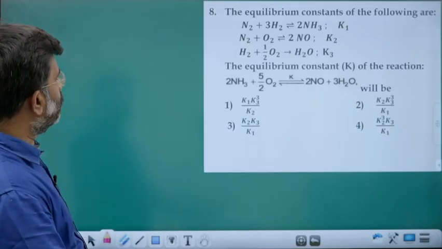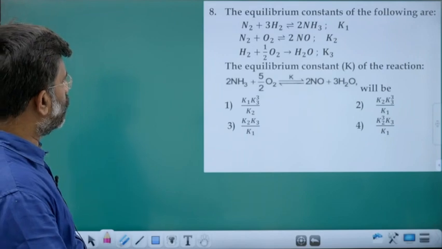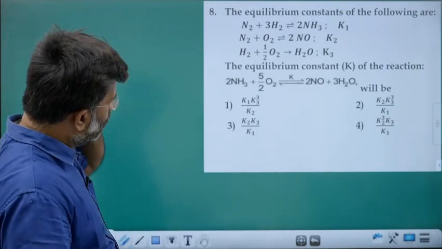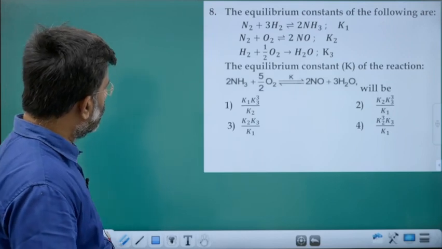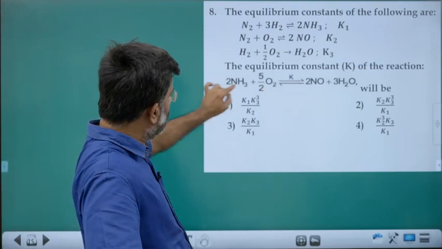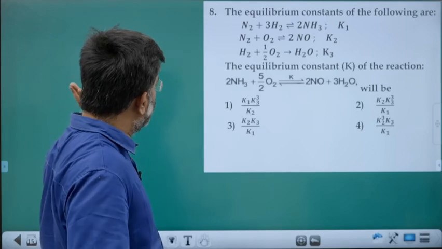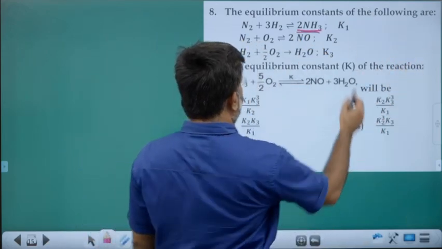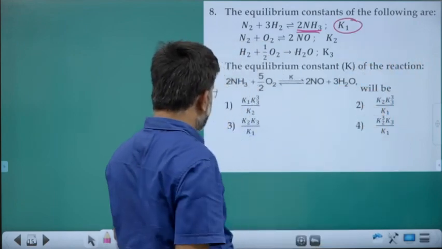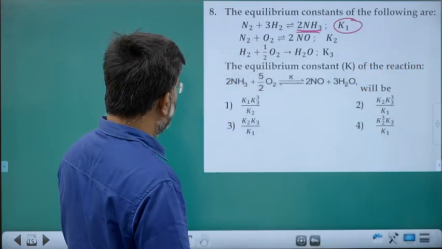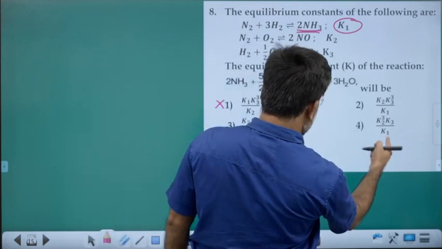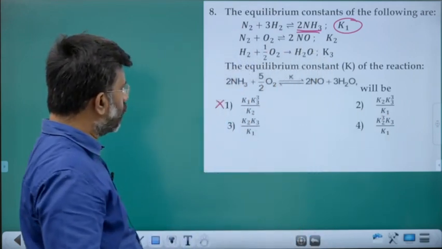Equilibrium constants of the following reactions are given. Look at the data to get the answer. You want this equation, 2 ammonia on left hand side. You have 2 ammonia on right hand side. So K1 will be in the denominator, because ammonia is coming to left hand side. So this is out, K1 in the denominator. So it can be 2, 3, 4.